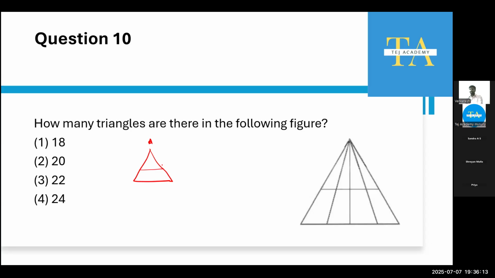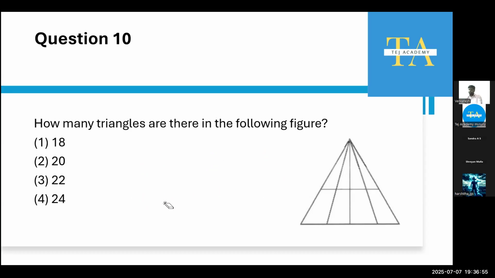In this figure, only one triangle is there. So if we draw one line, already one triangle is there, so you multiply: 1 into 2, equal to 2. Suppose if I draw two lines, tell me how many triangles are there? Main triangle is 1. Next 1, 2, 3. So 3 triangles are there, right? So same in this figure.